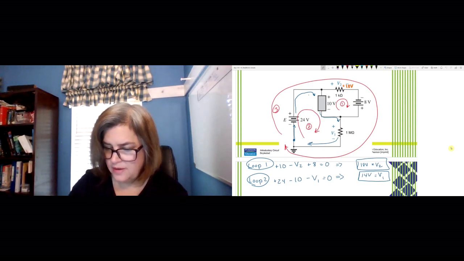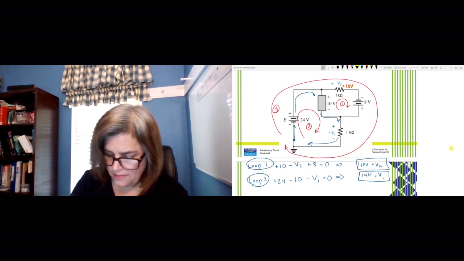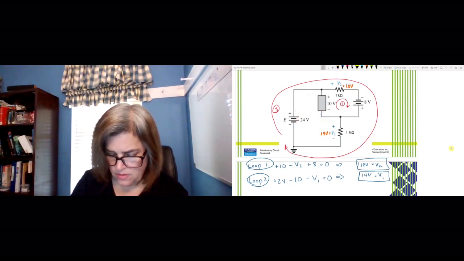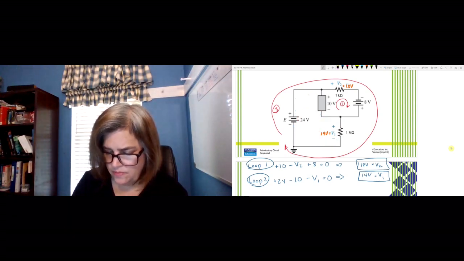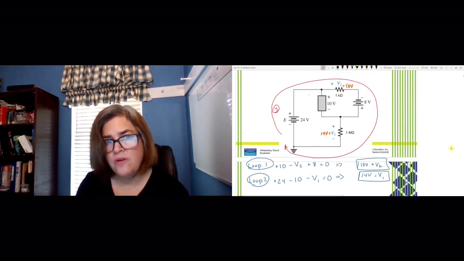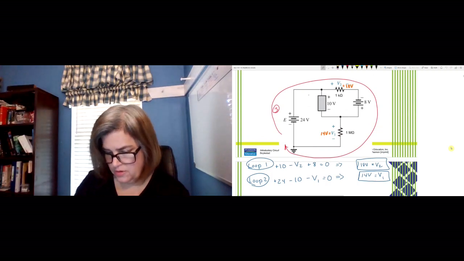24 minus 10. Okay, so I'm going to make a note of that. All right, now let's get rid of this here. And now let's look at our loop 3. Okay, loop 3 is going all the way around.